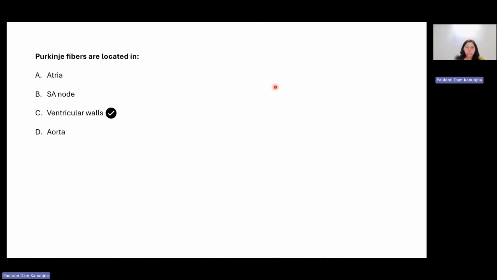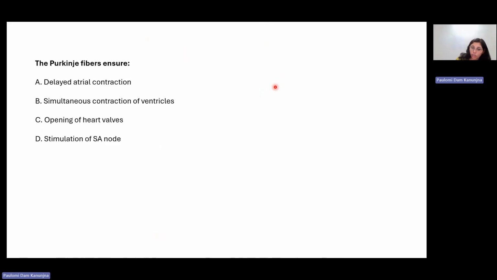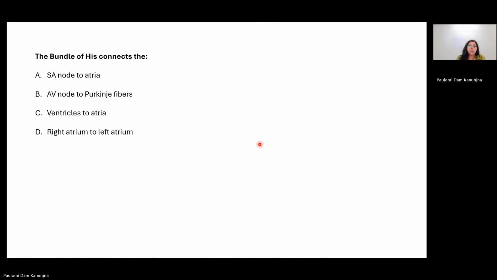Okay. So the next question: we know it's in the walls. What is the function of these Purkinje fibers? They're basically for the simultaneous contraction of both the ventricles. Remember, these are the ventricles, and they are ensuring that your ventricles are contracting together.